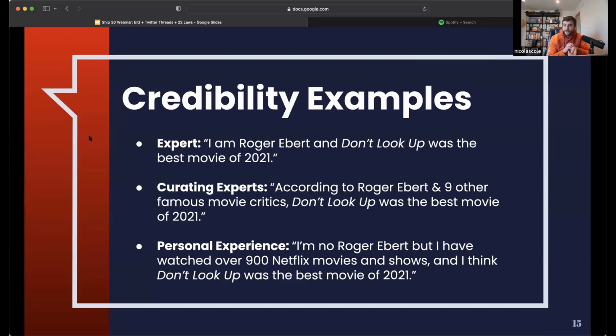Roger Ebert, the famous film critic, right? So expert: I'm Roger Ebert and I say, whatever movie, I realize that this doesn't make sense in today's time, but Don't Look Up was the best movie of 2021. I am the expert. Curating experts is, according to Roger Ebert and 9 other famous movie critics, Don't Look Up was the best movie of 2021. So you're saying I'm not the person, but I went out and I found all the people. And then third is, hey, I'm no Roger Ebert, but I've watched over 900 Netflix movies and shows, and I think Don't Look Up was the best movie of 2021. Your credibility is, hey, nobody sits in front of the TV as much as I do. So you don't have to be a famous movie critic. You just go, I experienced it.